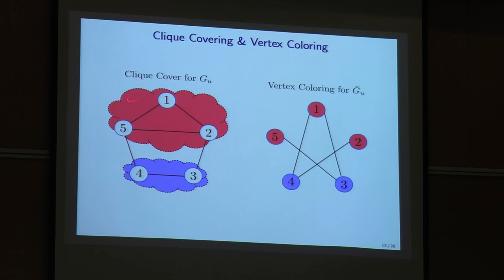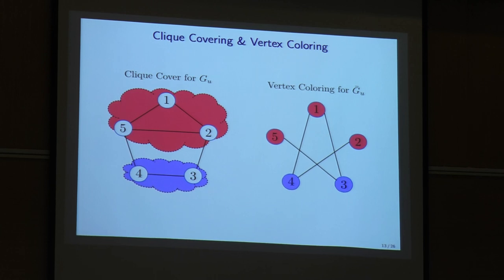Now the clique covering problem is: you have an undirected graph, and you have to cover it with cliques so that every vertex is covered by at least one clique. So I'm covering it with two cliques, one contains this, one contains that. In fact, the clique covering problem is: given an undirected graph, you have to use the least number of cliques to cover the entire graph. You can have more than one optimal solution.